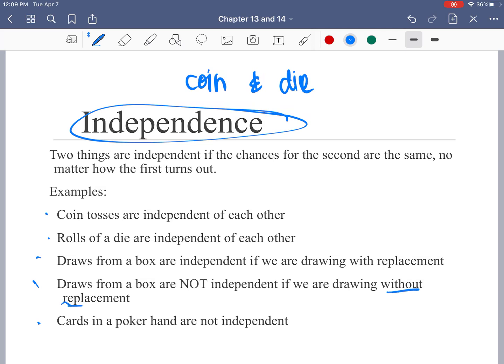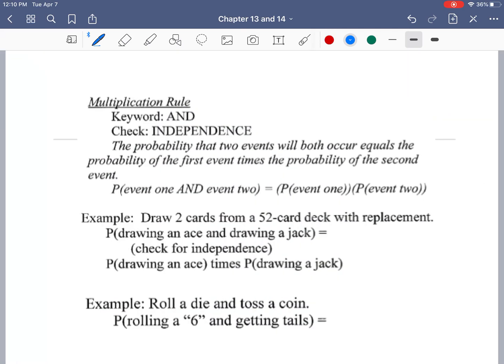So here's just some examples that we've already talked about. If you're not replacing in the box, they no longer are independent because that denominator has changed. But if the denominator doesn't change, they're independent. If 2 events are independent, you're going to see the word and for independent events, and that means multiply. So the word and means multiply the fractions together, or the 2 probabilities together.